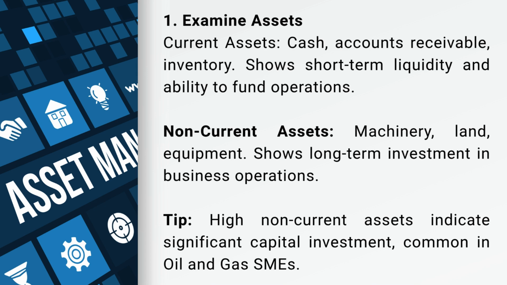Secondly, we examine the non current assets such as machinery, land, and equipment. These non current assets show long term investment in business operations. But here is a tip. High non-current assets indicate significant capital investment, which is also quite common in the oil and gas sector in Uganda.